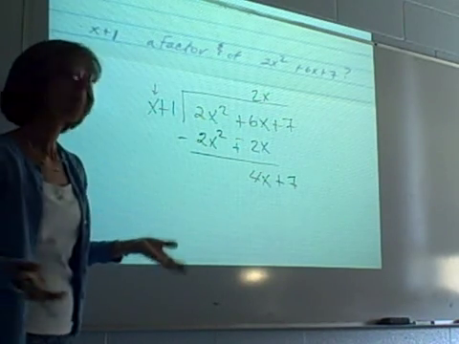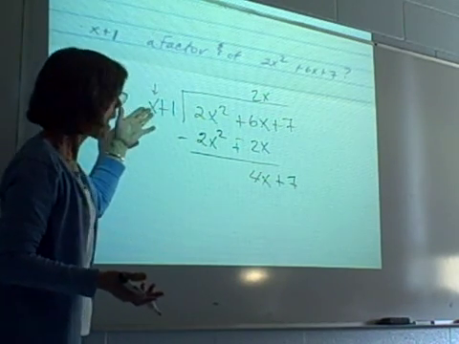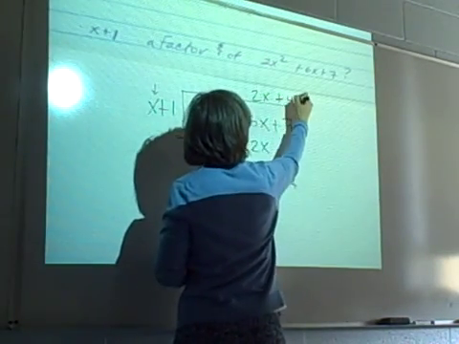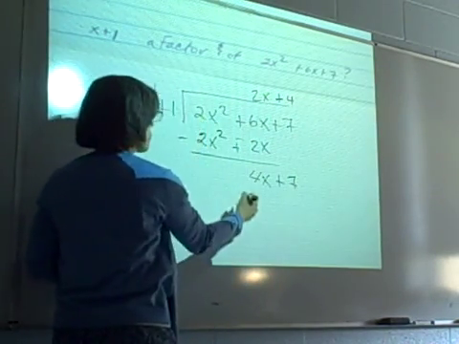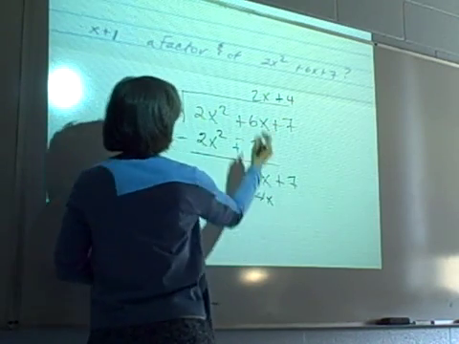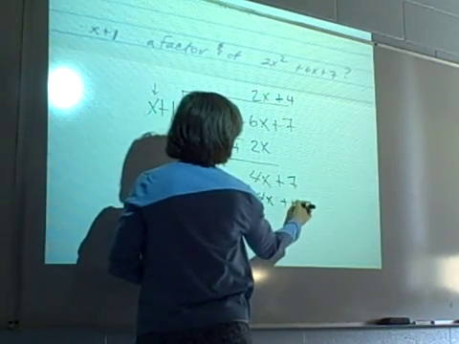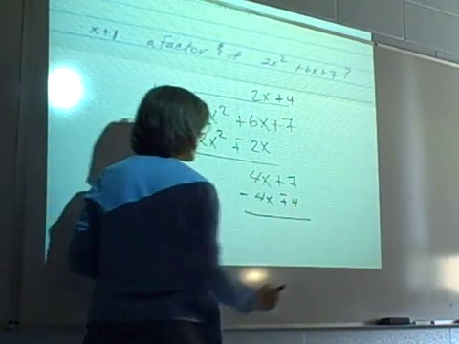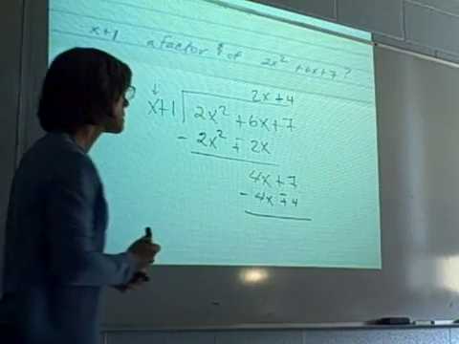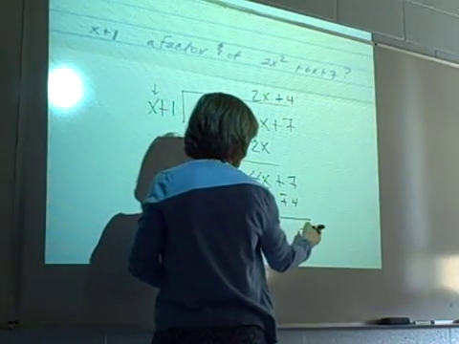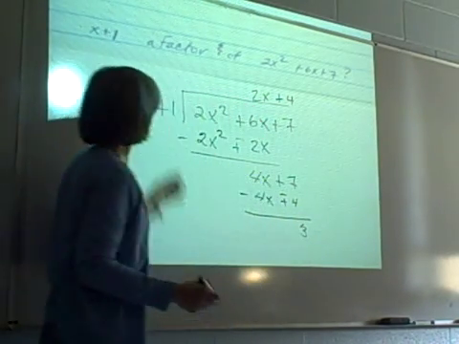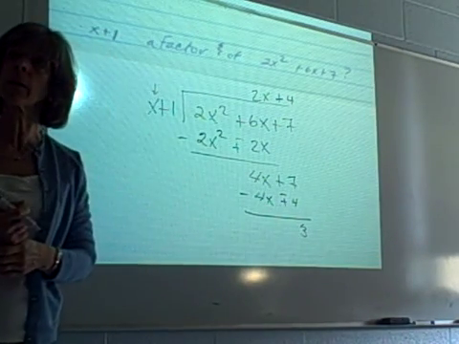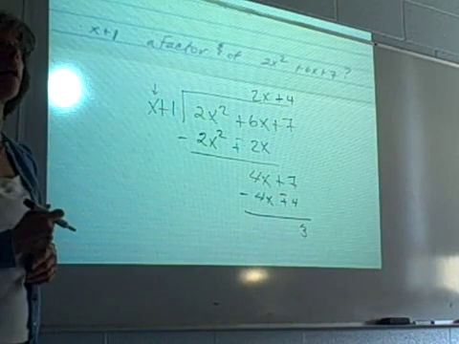Same thing again. It goes in 4 times. I'm going to multiply just by 4, and it's going to go above my constant. So 4 times 4x, 4 times 1 is 4, but I am subtracting, so I'm changing my signs. So I have a remainder of what? 3. So is x plus 1 a factor of 2x squared plus 6x plus 7? No, it's not.